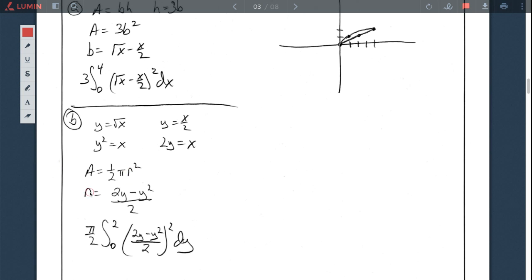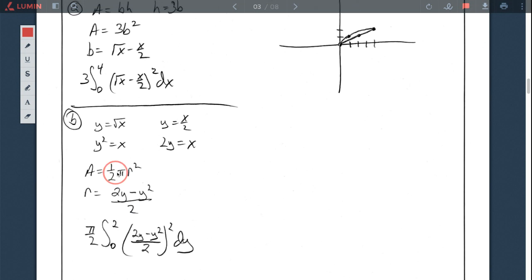I've got to figure out what r is. So r is going to be right minus left. So it's the line minus the square root. So there's the line. There's the square root. So 2y minus y squared. And then we have to remember, anytime we're dealing with semicircles, I always have to do top minus bottom or right minus left, and then divide that by 2.